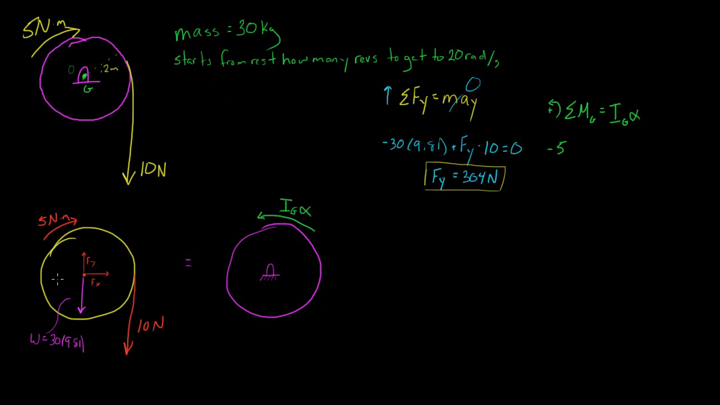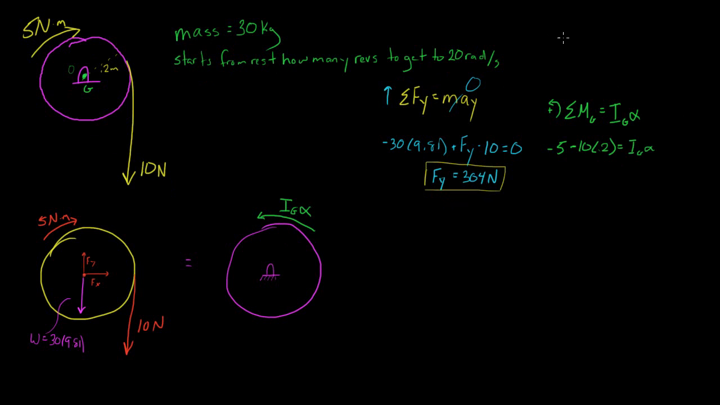It wants to rotate clockwise, so if we rotate it in this direction, it's going to be a minus 10 times 0.2, and it's equal to, we're assuming this is going positive, so moment of inertia times alpha. And let's figure out what our moment of inertia is. It's a uniform disk with a mass of 30 kilograms.